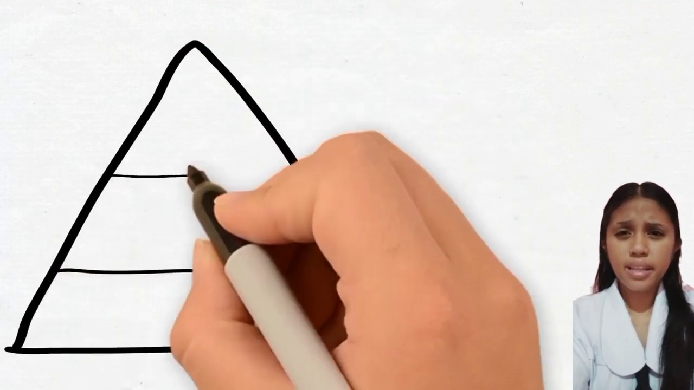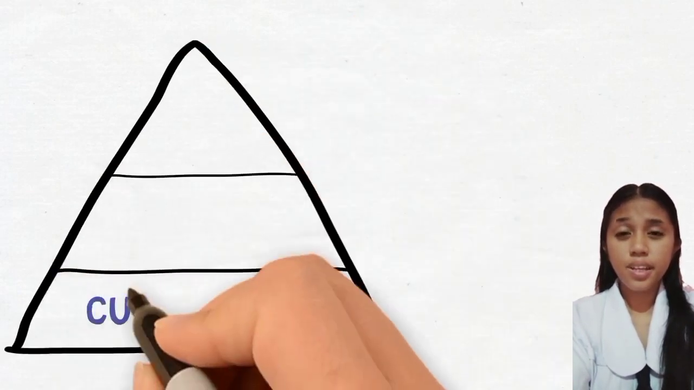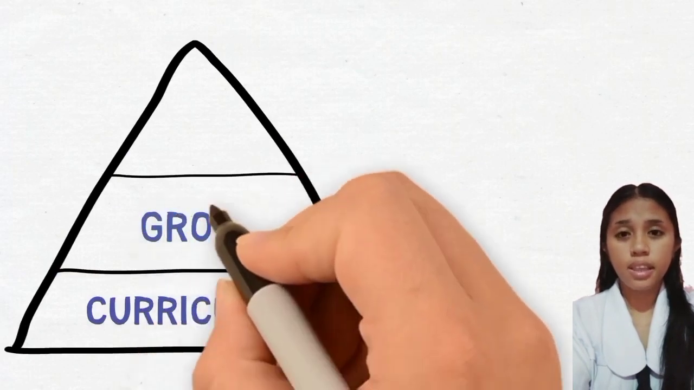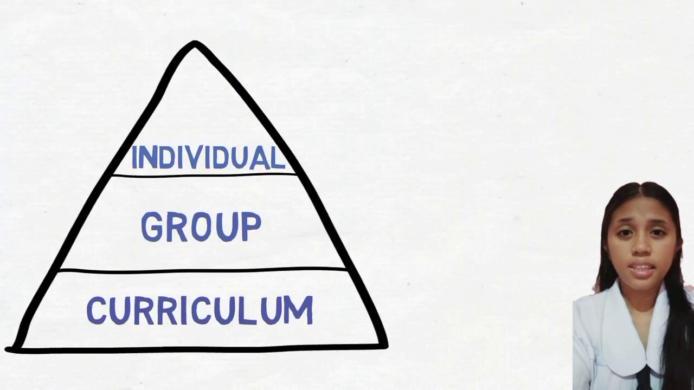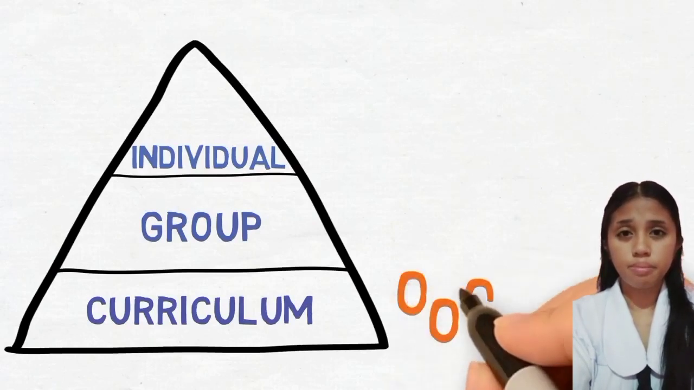Now, how do we implement it? Problem-based learning can be used at 3 different levels. First is the curriculum level, second, the group level, and third is the individual student level.